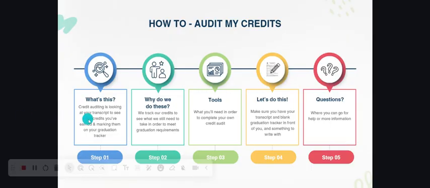I'll explain to you what this is, why it's important, the tools you'll need in order to audit your credits, and then we'll go ahead and audit your credits together. At the end, if you have questions, there are some resources listed.